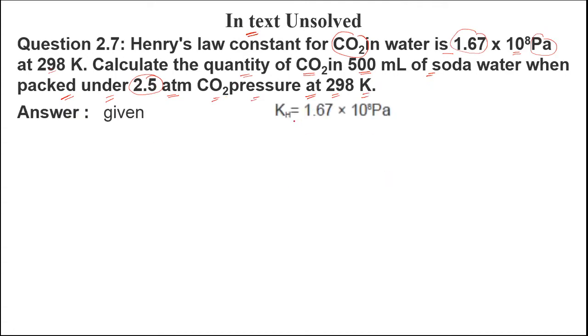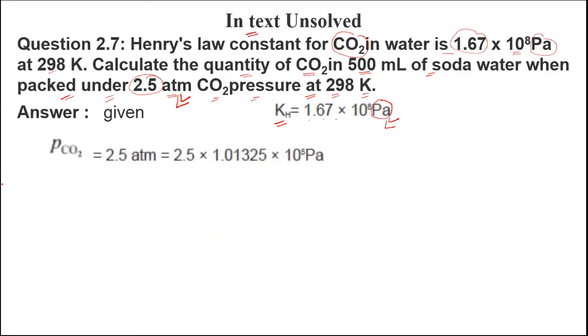The given value of KH is 1.67 into 10 to the power 8 Pascal. So the value of KH given here is in Pascal. We have to convert the pressure into Pascal. So the pressure of carbon dioxide that is given is 2.5 atmosphere. We have to change it into Pascal, because the value of KH is given in Pascal.